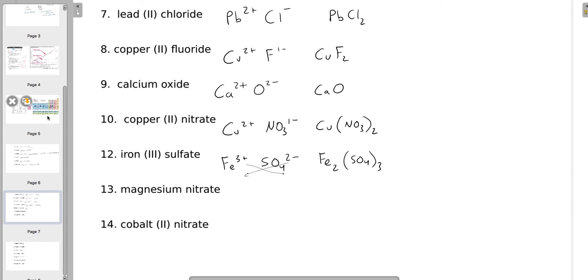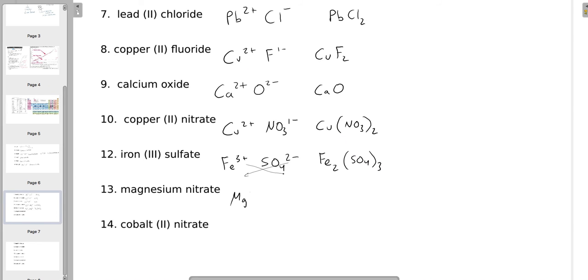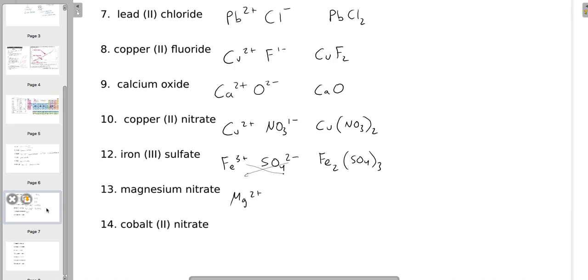Okay, magnesium nitrate. Magnesium is right here. It's an alkaline earth metal. It has a charge of 2+. So we have Mg with a charge of 2+. And nitrate is not from the nitrogen ion. That would be nitride if it were. Instead, nitrate, again, is right here. That's NO3 with a charge of 1-. You need 2 nitrates to go with every 1 magnesium. The formula is Mg(NO3)2.